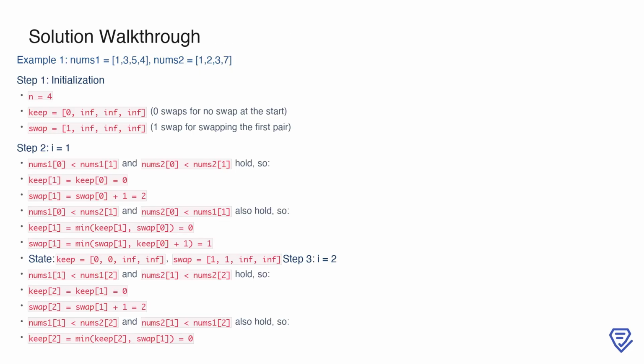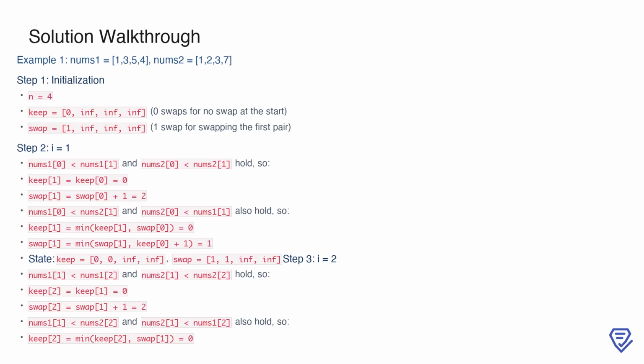Here, we're tackling the problem with our first example, nums1 equals [1, 3, 5, 4], and nums2 equals [1, 2, 3, 7]. First, we initialize our variables. The length of the arrays, n, is 4. We then set up two arrays, keep and swap. The keep array tracks the minimum swaps needed if we do not swap the numbers at a given index, while swap tracks the swaps if we do. Initially, keep is set to [0, infinity, infinity, infinity], meaning no swaps are needed at the start if we don't swap, and swap is [1, infinity, infinity, infinity], because swapping the first pair costs exactly one swap.